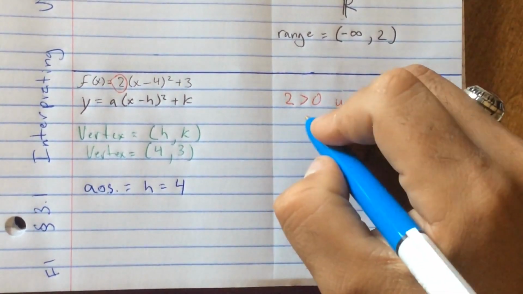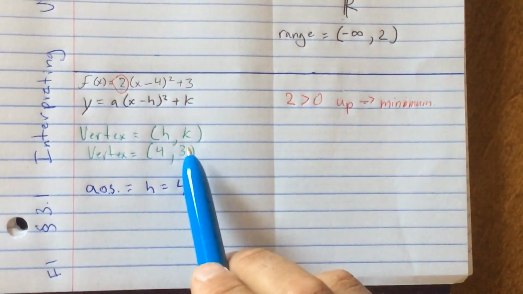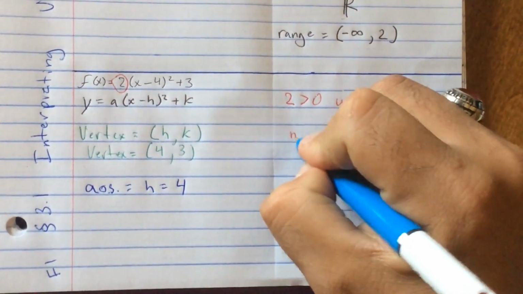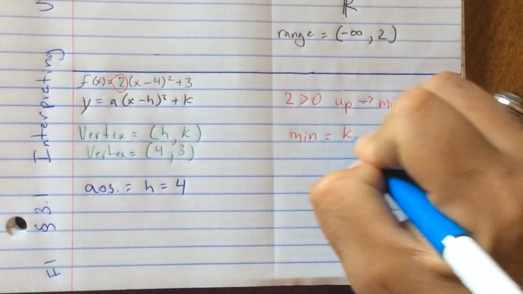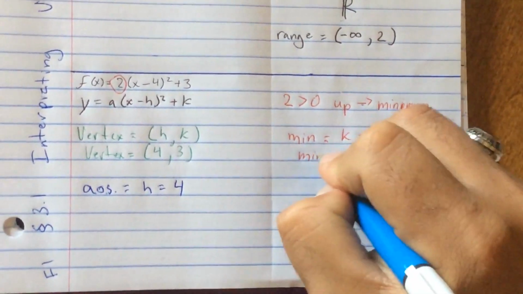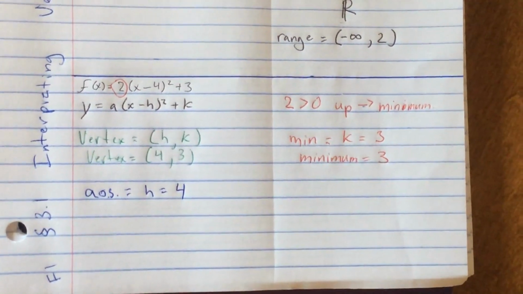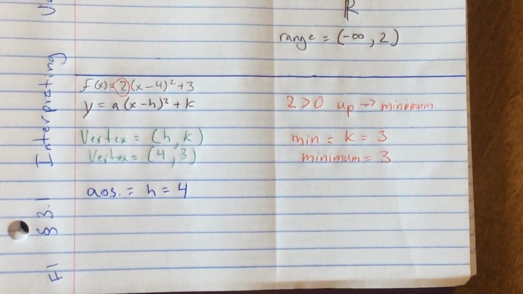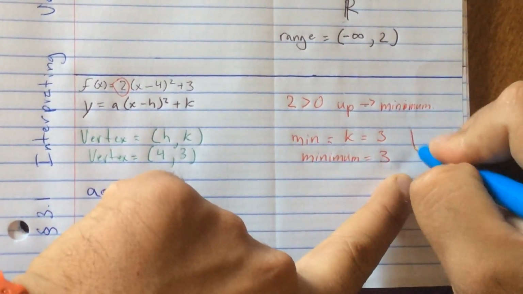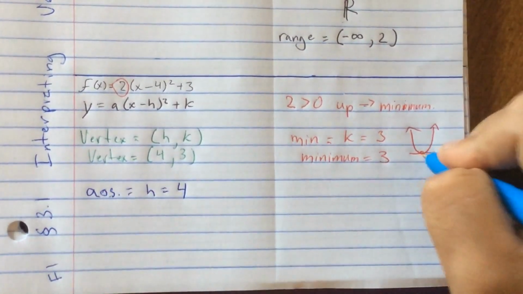That means the minimum is going to be equal to what our k was. So the min is going to be equal to our k, and our k was actually 3. So that means our minimum is equal to 3. Oh, let's actually draw that thing out. So once again, this is a minimum, so the graph's going to be going upwards, and it's going to hit the point there. That's going to be at 3.